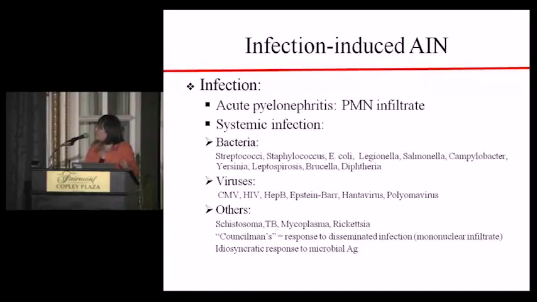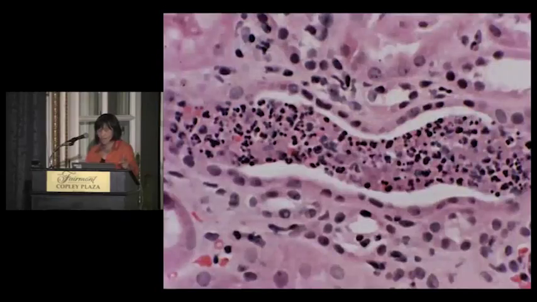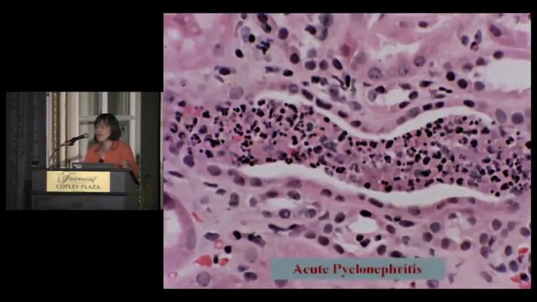All right, let's talk a little bit about infection-induced AIN. Acute pyelonephritis can do that. Usually, the infiltrate is PMN. Systemic infection caused by bacteria, virus, or parasite can also cause AIN. All right. This slide here shows a lot of bacteria in the kidney with tremendous PMN infiltrate. This is pathognomonic of acute pyelonephritis.